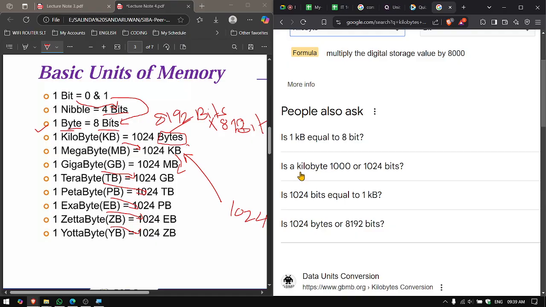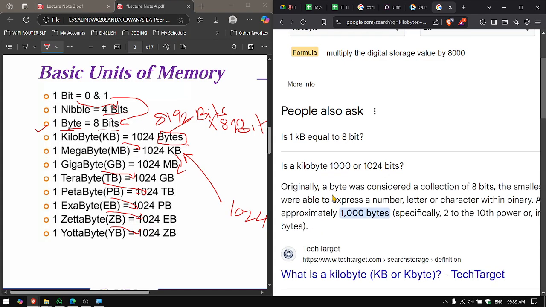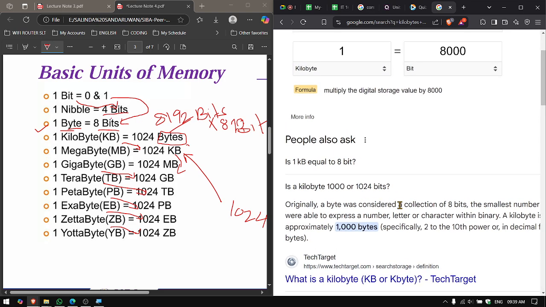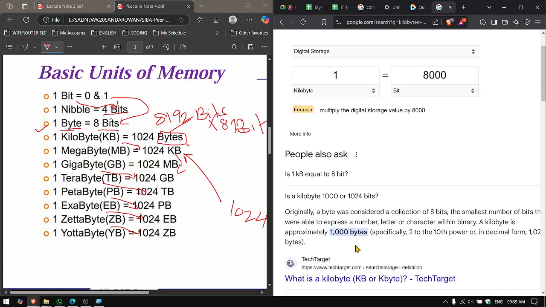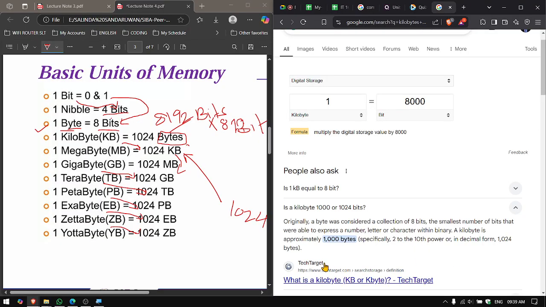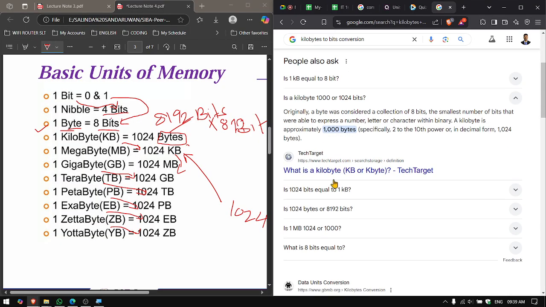So here it's asking, is a kilobyte 1000 or 1024 bits, right? Originally, a byte was considered a collection of 8 bits, the smallest number of bits able to express a number, letter, or character within binary. A kilobyte is approximately 1000 bytes, specifically 2 to the 10th power, or 1024 bytes. And here you can do your own research.